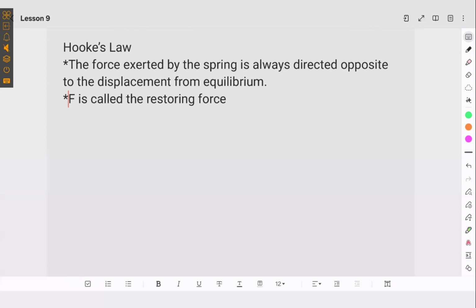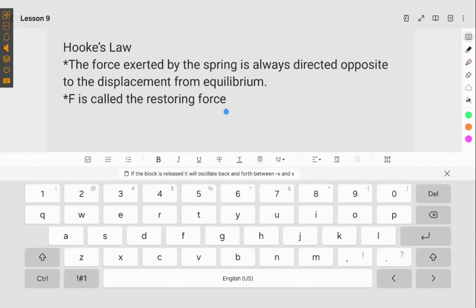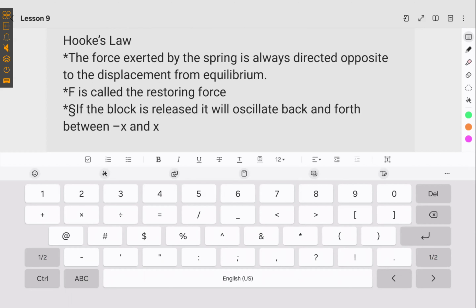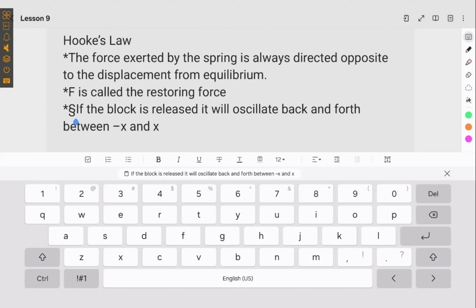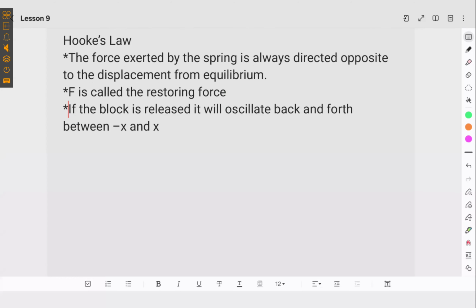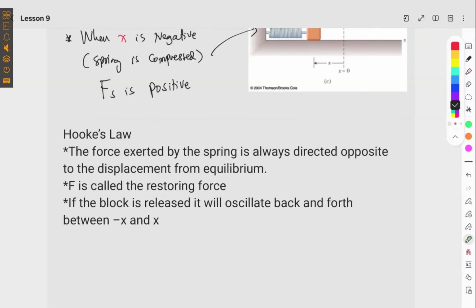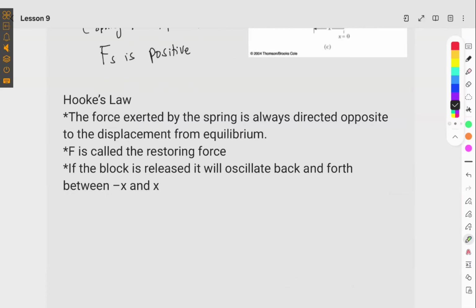If the block is released, it will oscillate back and forth between negative x and positive x. If you release, it will move back and forth. You just go back and forth like this. That's what Hooke's law means.